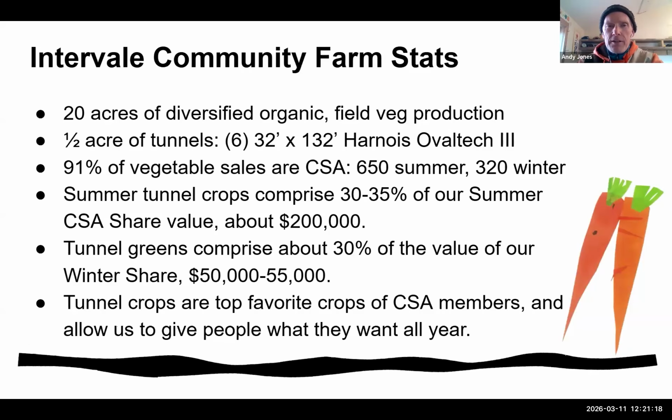Okay, so I'm going to talk a little bit about a few of the things that we do at ICF, but a quick little business overview. We do about 20 acres of field vegetables, about a half an acre of tunnels. Those are 32 by 132, so about 4,000 square foot each. We sell almost everything through vegetable CSAs, summer and winter programs.